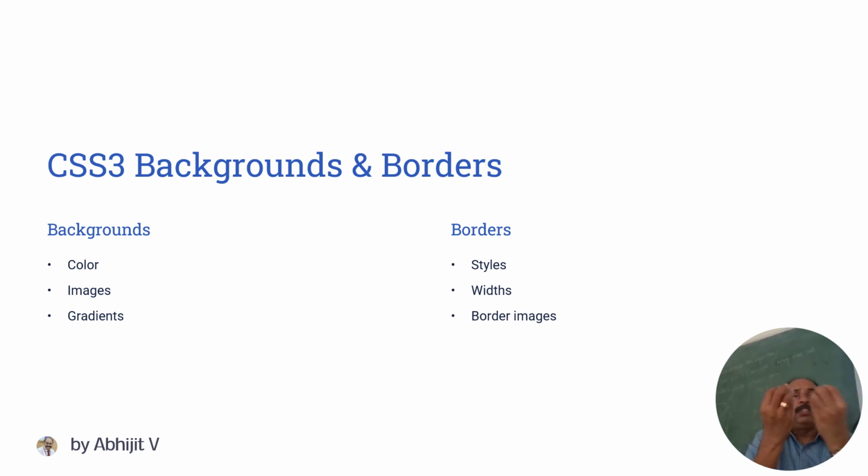Radial means it comes from the center towards all directions. Linear means on a straight line, it begins with one color, it ends with another color. These are called gradients. Gradients means it starts from one point and ends with another color. Two color gradient. Okay. Borders, style, width, and you can create border images also. You can create borders with images. Okay. All these things you can do with these kinds of attributes.